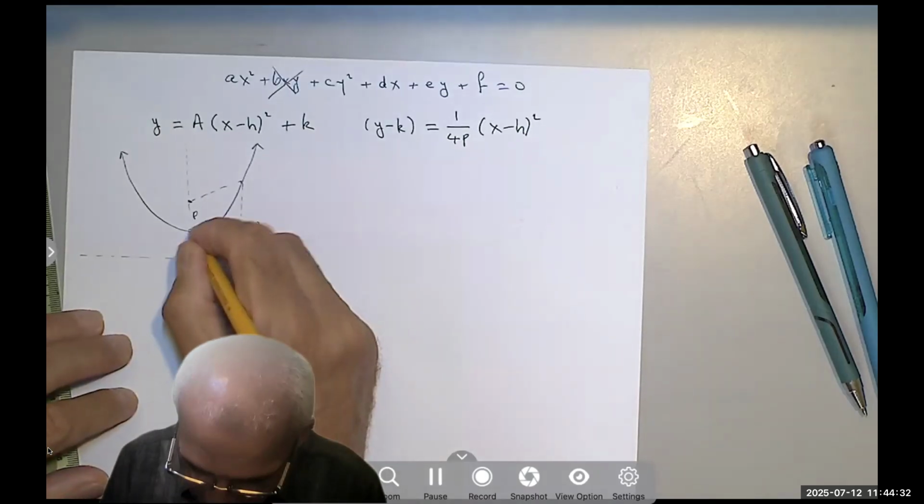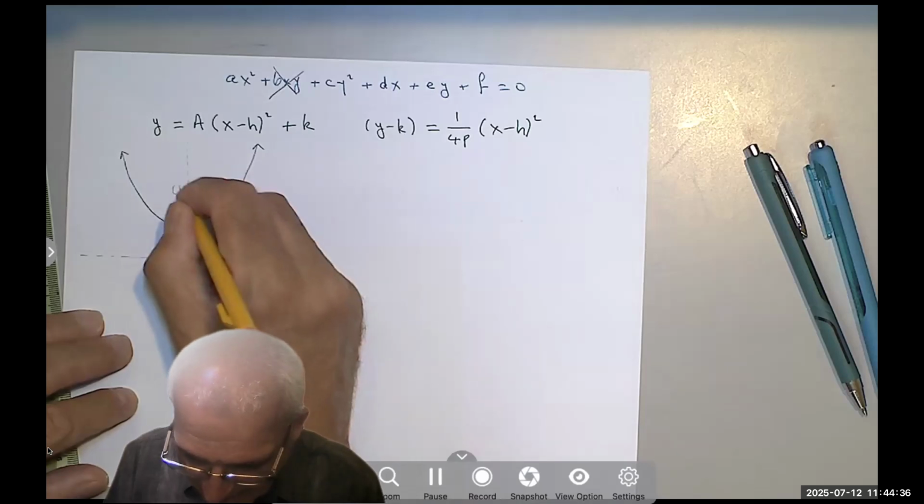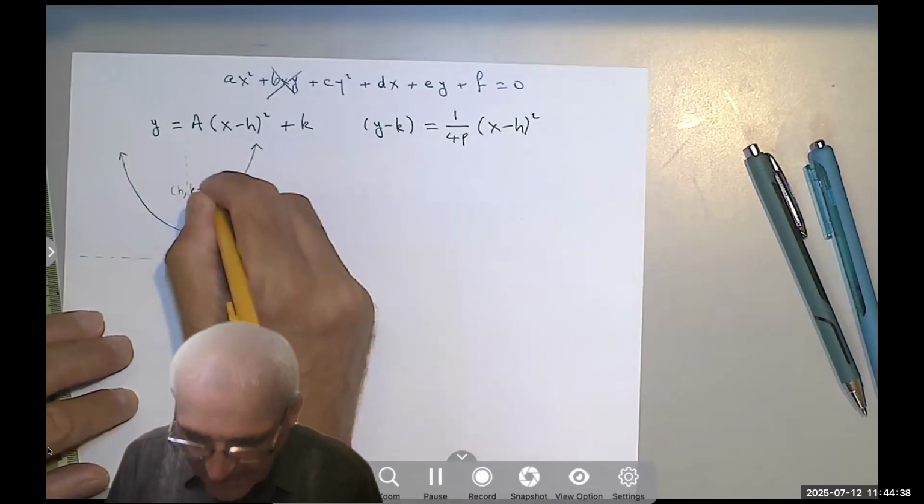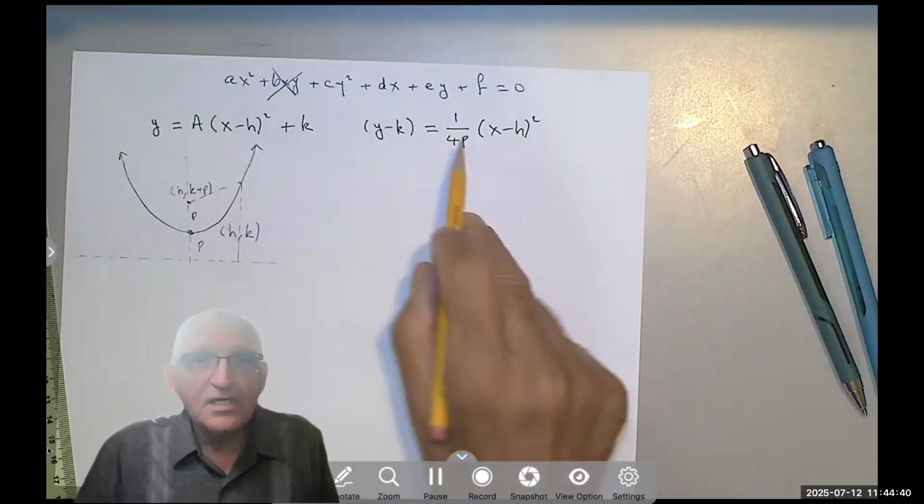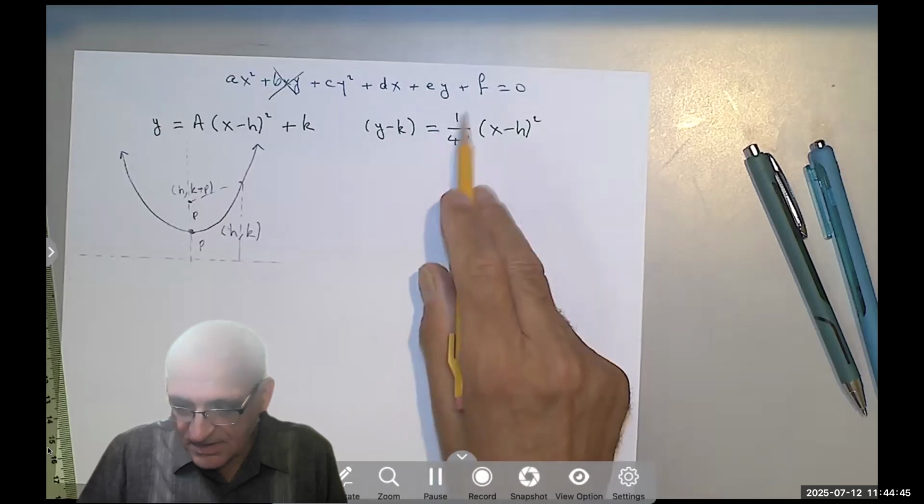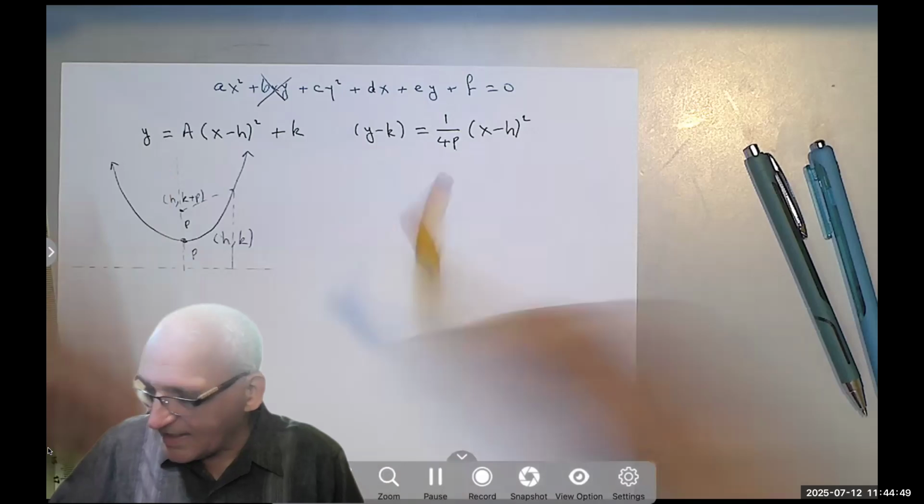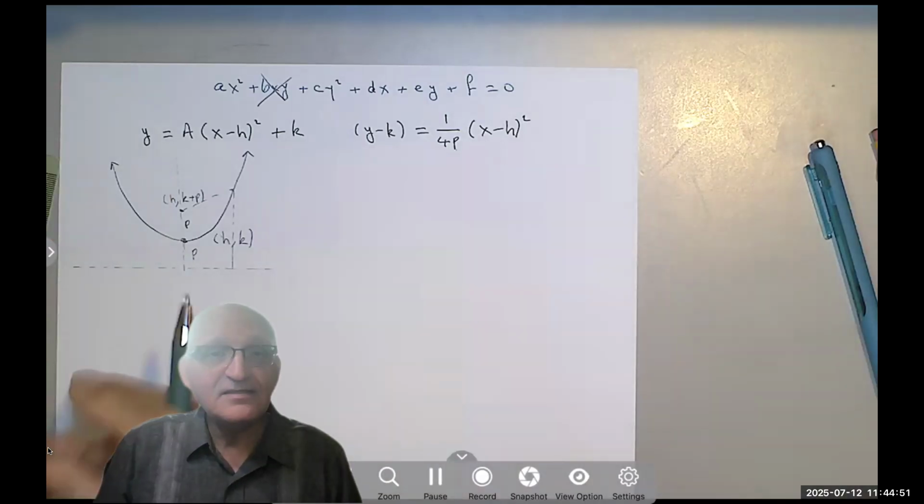So if this point is (h, k), then this point would be (h, k plus p). And how do I get p? Well, p is 1 over 4 times this number, or rather the reciprocal of that. And that's why sometimes we prefer to write it in a different way.